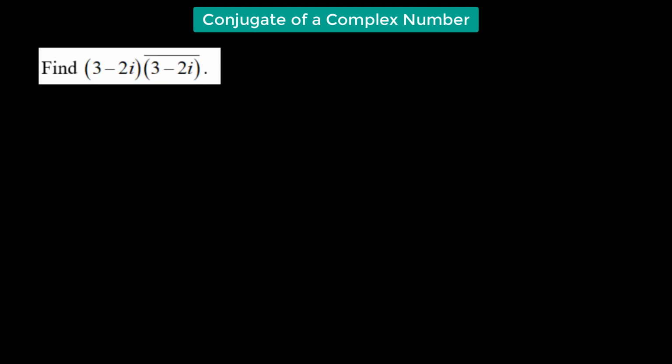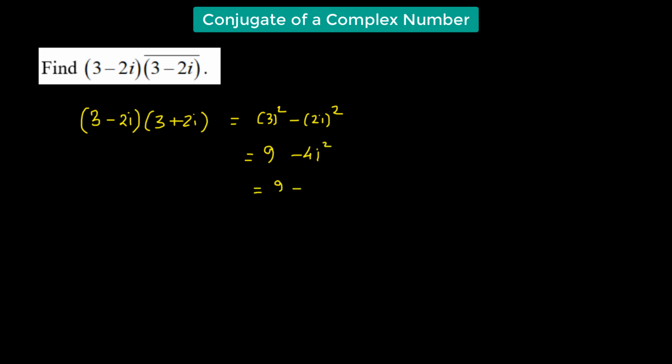So we will find the value of 3 minus 2i multiplied to the conjugate of 3 minus 2i. So we have 3 minus 2i times the conjugate of 3 minus 2i, which will be simply 3 plus 2i. So we can apply the identity a minus b times a plus b is equal to a squared minus b squared. So that would give us 3 squared minus twice of i whole squared. So that is 9 minus 4i squared. So 9 minus 4 multiplied to negative 1, where we have replaced i squared by negative 1. So that gives us 9 plus 4, and the final answer is 13.